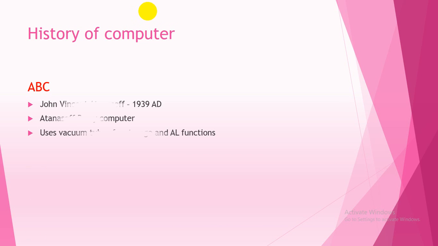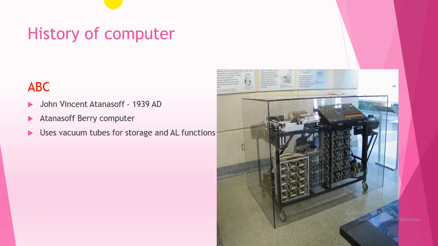Next comes ABC, which is also called the Atanasoff-Berry computer. In 1939 AD, Dr. John Vincent Atanasoff, a professor of physics and mathematician, designed the first electronic computer called ABC. It used vacuum tubes for storage and arithmetic and logic functions.